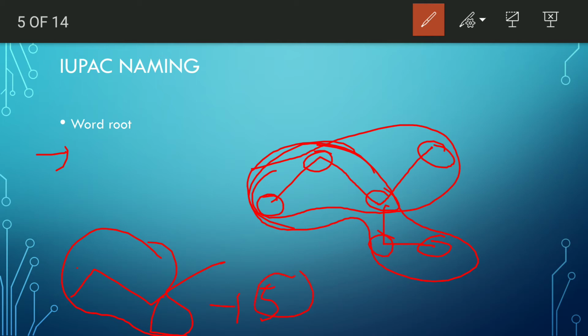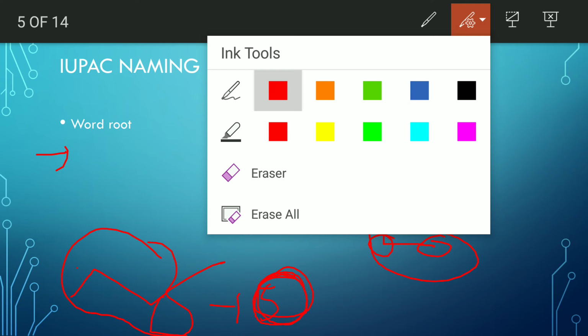So this 5 is known as a word root. It tells us the number of carbons in the parent chain, but we cannot write the number in the name, right? So we gave some names to the number of carbons. Suppose if I have 1 carbon, then I name it as meth. 2 carbons, I name it as eth. So let's discuss that one.